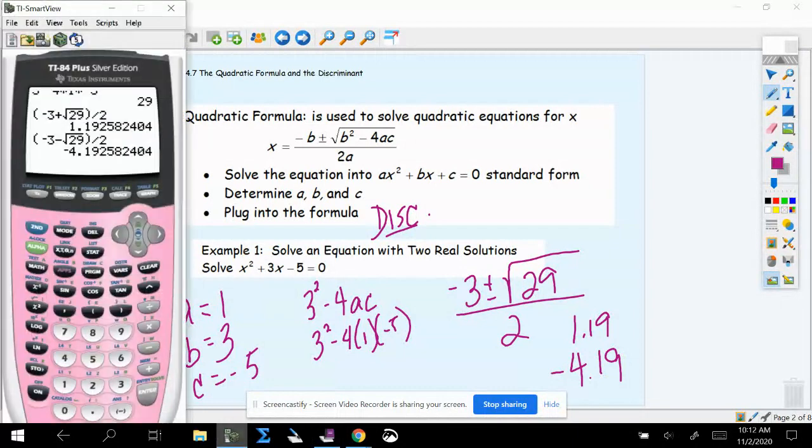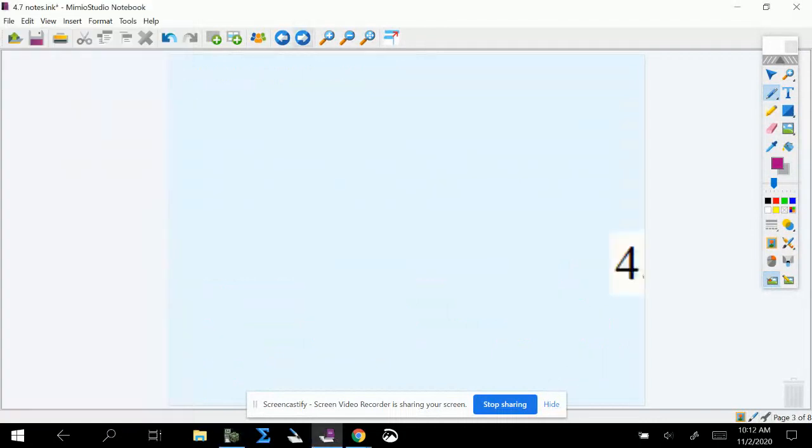The other thing you can do on your calculator is graph this original function. If you were to type in x squared plus 3x minus 5 and hit graph, you should see that the parabola crosses the x-axis 2 times, and it looks like it happens right around 1 and right around -4. So you have a visual connection, you have your discriminant that tells you how many solutions you're going to get, and you have the actual formula that finds those solutions. All of these things connect.